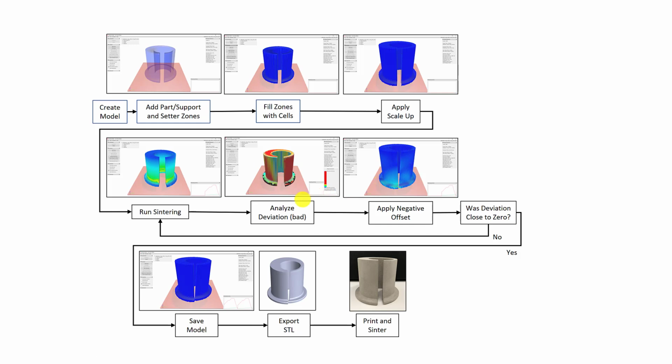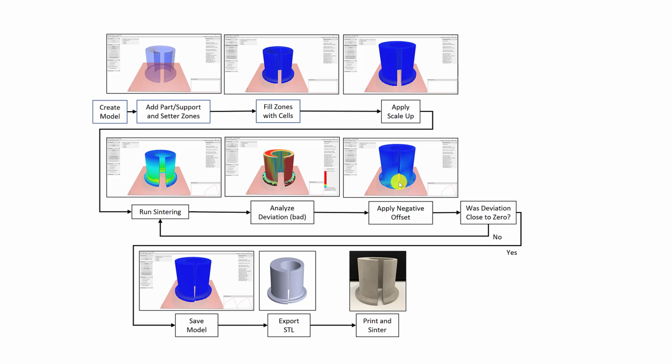You'll notice that in particular, when the part shrank, the foot on the ceramic setter did not move as much as the top of the part. So it kind of shrunk to an open shape. As a result, the negative offset is compensating by creating kind of a closed foot. It looks a little weird, but this is the process.